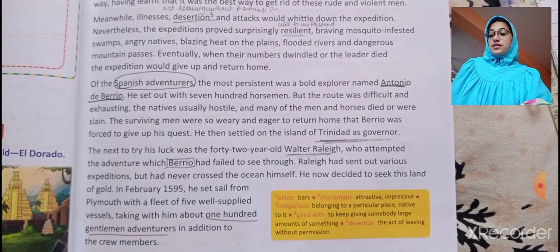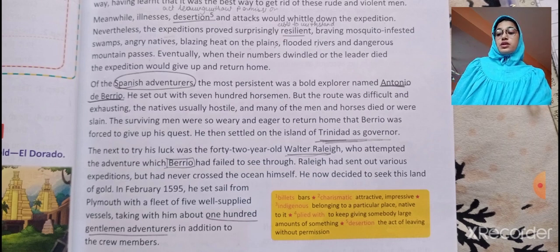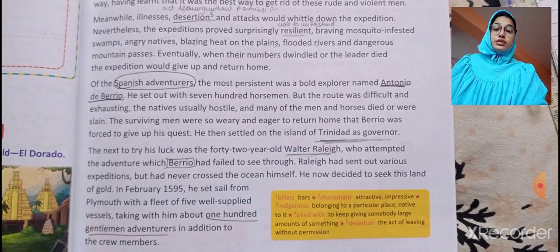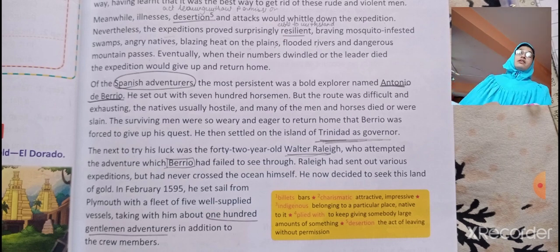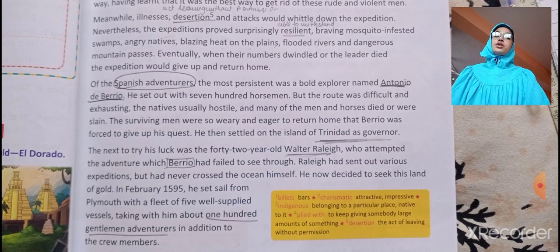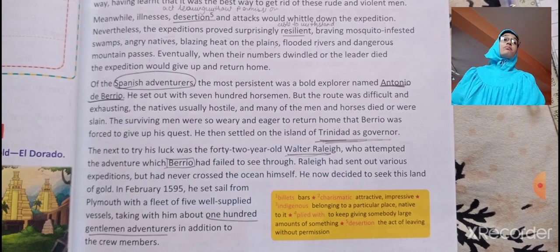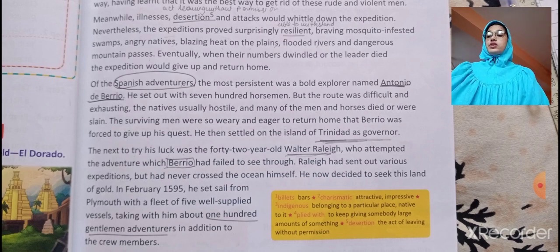Meanwhile, illnesses, desertions, and attacks would whittle down the expedition. Now, desertion means the act of leaving without permission. The people in the community who went together to find and explore this city would leave without permission, so that they became alone, and attacks would whittle down the expedition. So there were many dangers coming on their way while going to their destination.